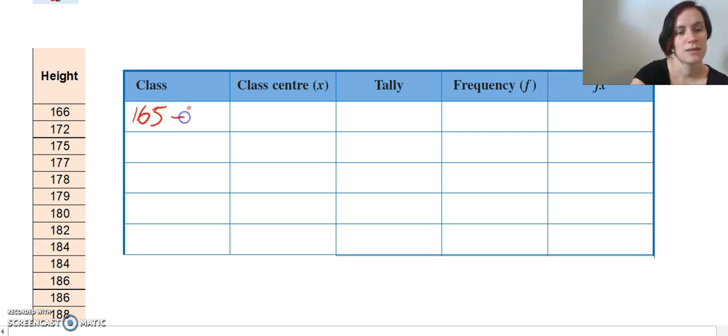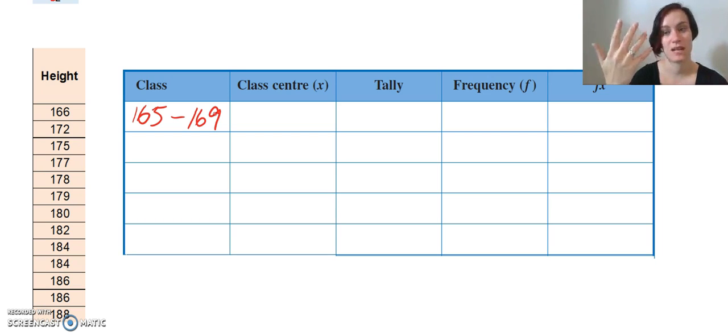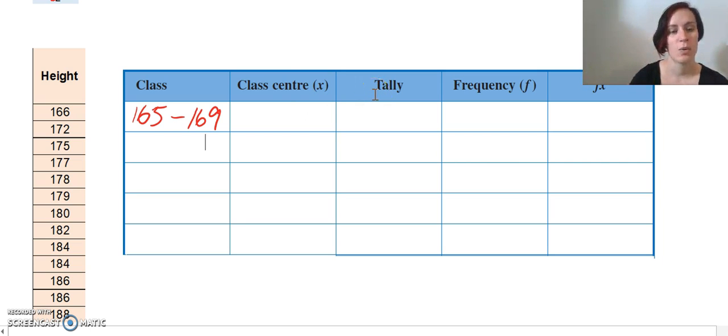So that's 165, 166, 167, 168, 169. That is 5 pieces of information, or 5 different types of people here that could fit into that category. So we need to make all of our class sizes the same and we can't miss out any data points. So we need to go from 170 now and we need to have 5 data points that fit in there. So we need to have 170, 171, 172, 173 and 174.